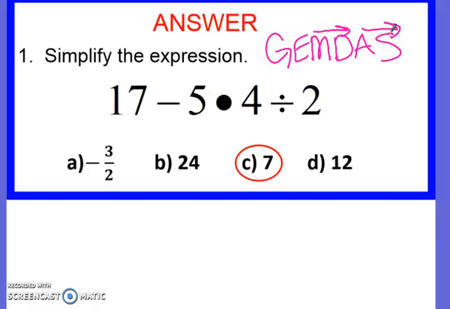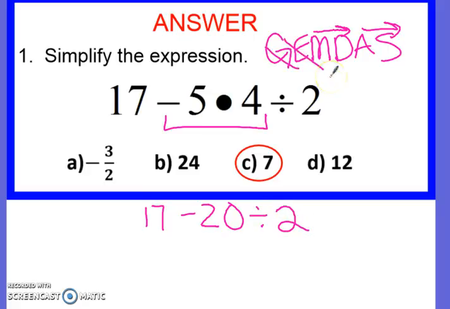So we've got subtraction, multiplication, division. So we're going to multiply first. That's a -5 times 4, which is a -20. Drop down your 17, drop down your divided by 2. So now we're still multiplying and dividing. So here's division. So we're going to do a -20 divided by 2, which is -10. Drop down your 17, and 17 times 10 is 7.